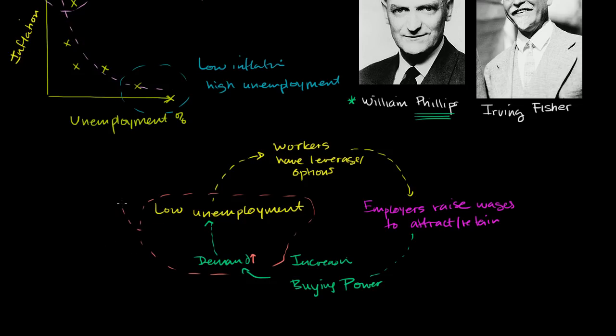So this is going to cause prices to go up. And then if prices go up, now workers have leverage and options when there's low unemployment, but they also have higher costs. So then we'll also say workers have higher costs, higher cost of living. And this is a very hand-wavy diagram, but it's just to make you think about the overlying dynamics.